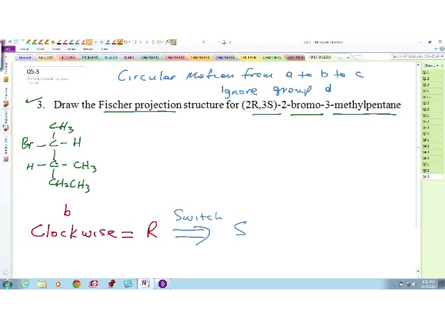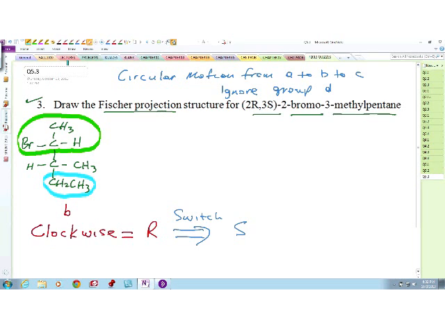Okay? Now let us focus on this carbon here, carbon number 3. For carbon number 3, this will be a group attached to carbon number 3, which is this carbon here. And this will be another group attached to carbon number 3. And of course, you also have a methyl group and a hydrogen attached to carbon number 3.